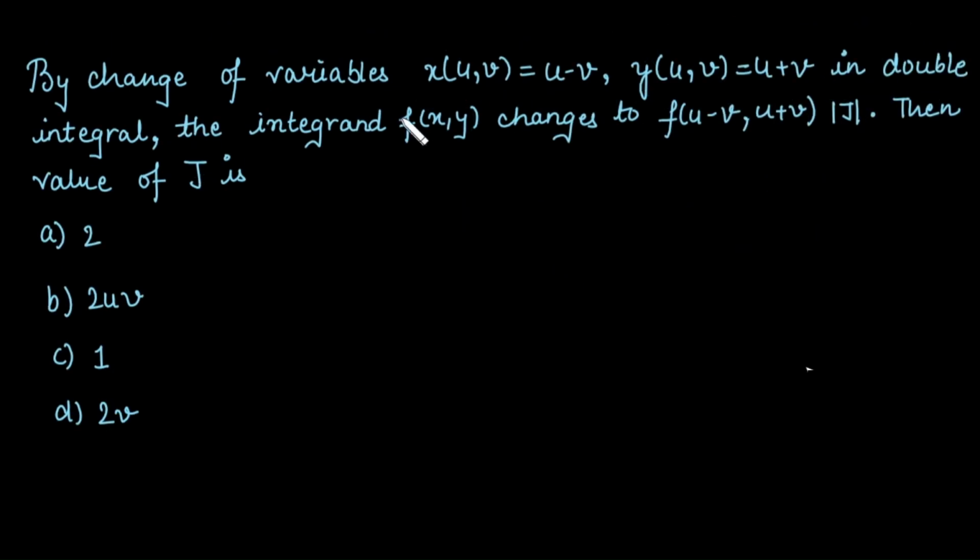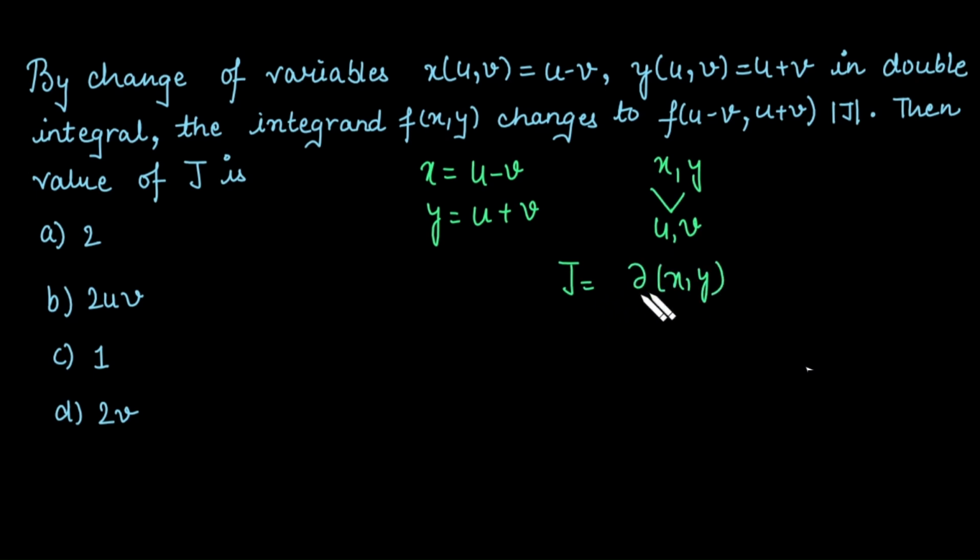Next is, by change of variable x as u minus v, y as u plus v in double integration, the integrand xy changed to this, then what is the value of j? Simply we need to find the Jacobian. So x कैसे given है? u minus v, y as u plus v. Now x, y are depending upon uv. How to write the Jacobian? That is partial of xy by partial of uv.